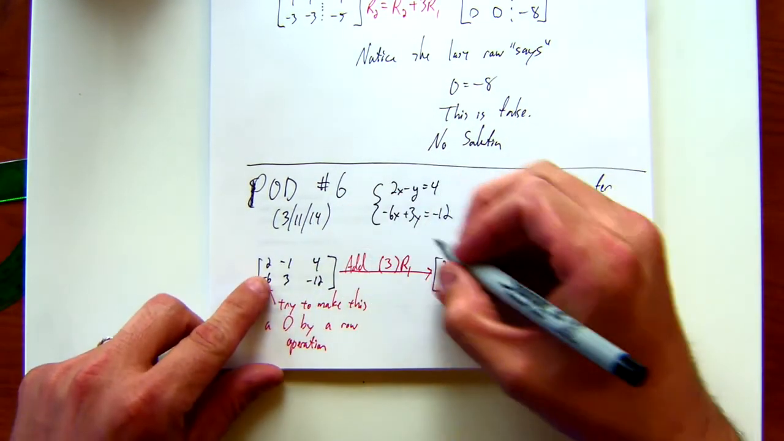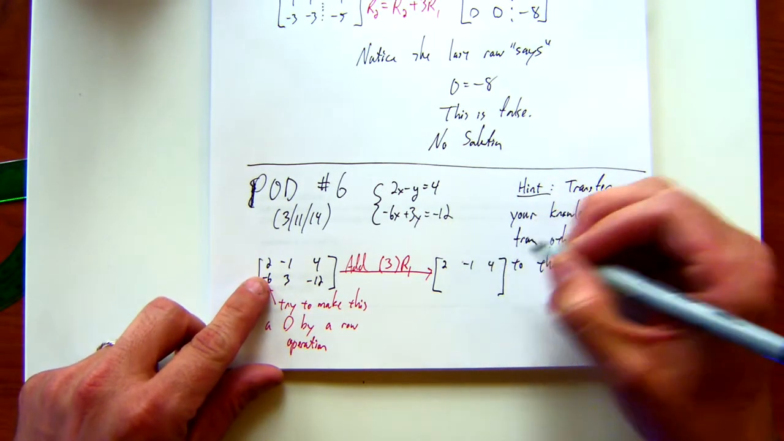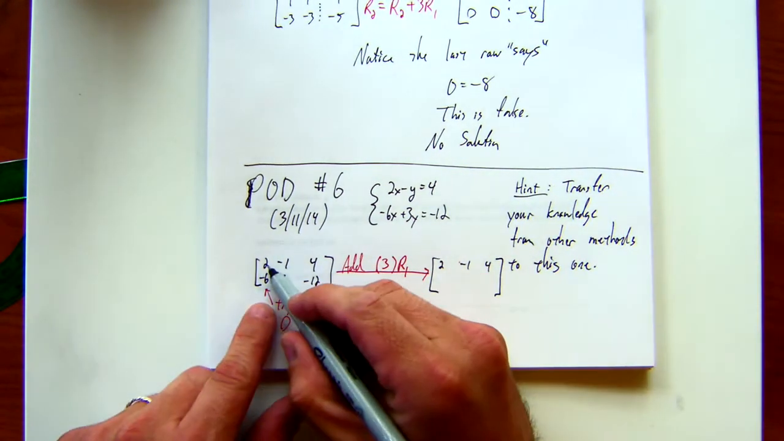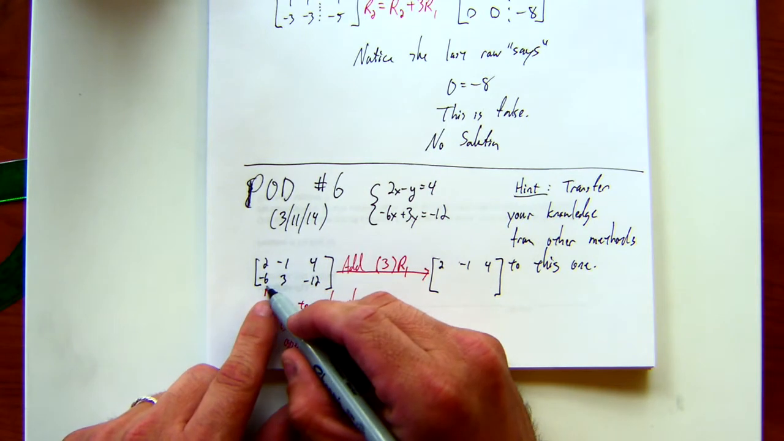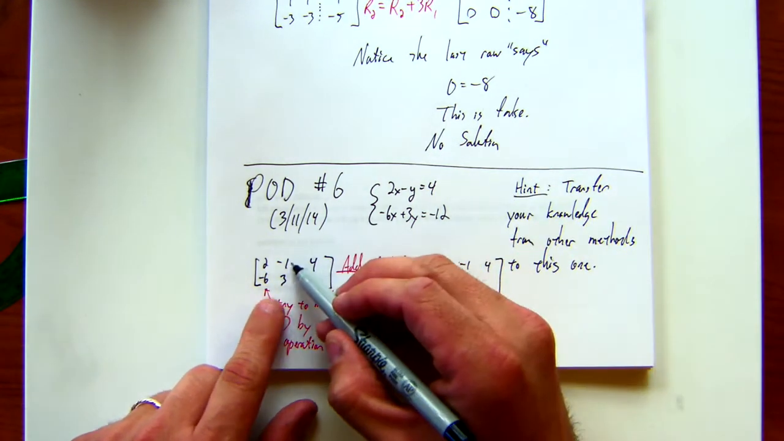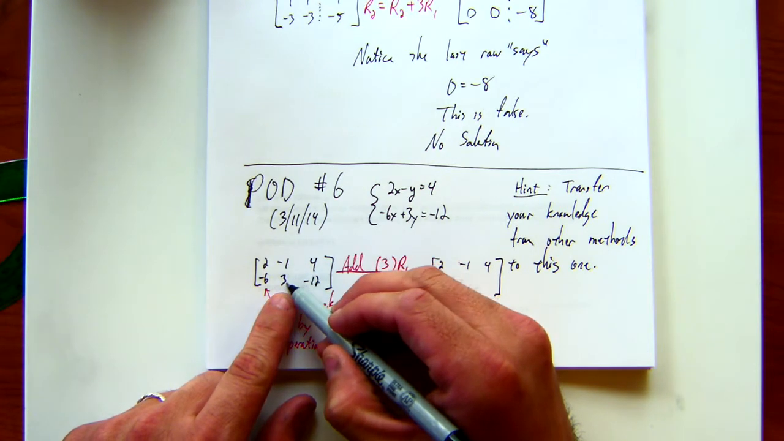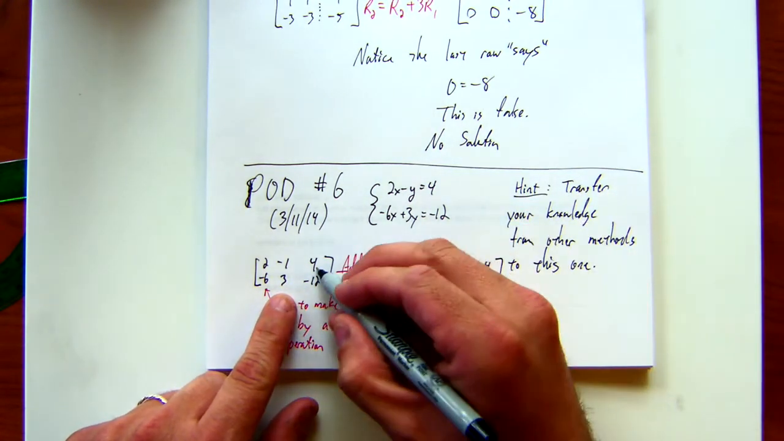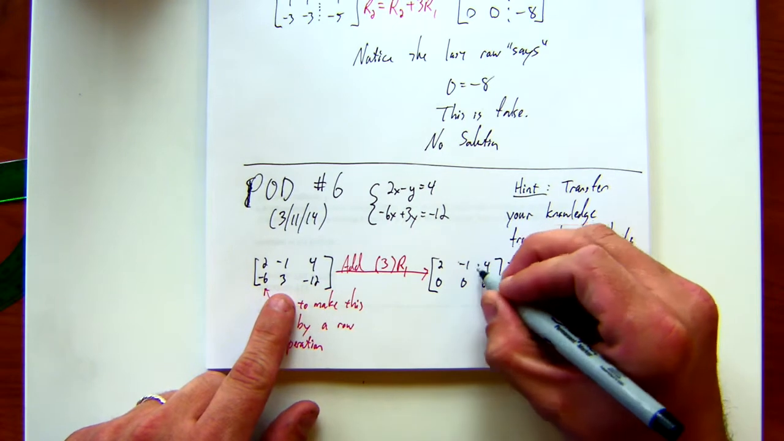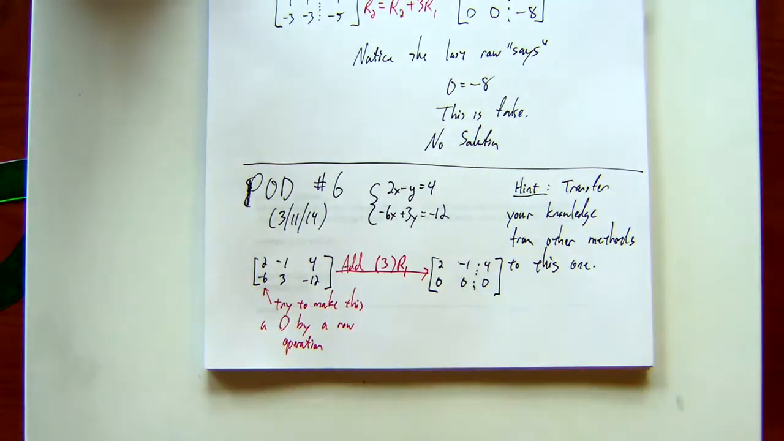So the first row is going to stay the same. 3 times 2 is 6. Minus 6 gives you 0. 3 times a -1 is a -3. Plus the 3 is 0. 12 minus 12 is 0. How many of you got that? That's your second point.